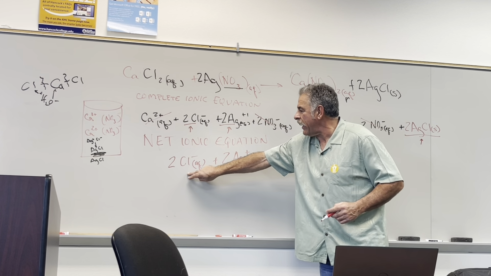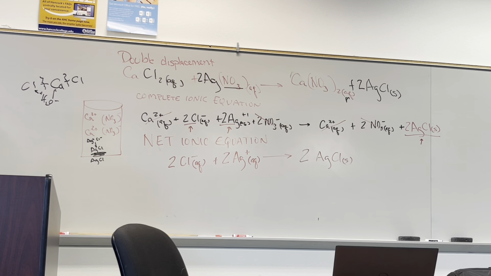All right. So this type of reaction is called double displacement. Sometimes people call it double replacement. Depends on where you're from. All right, so that's the first one. The second one would be potassium acetate plus iron sulfate.